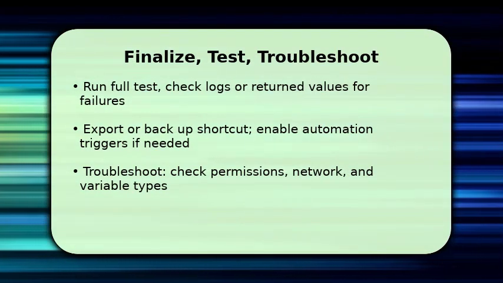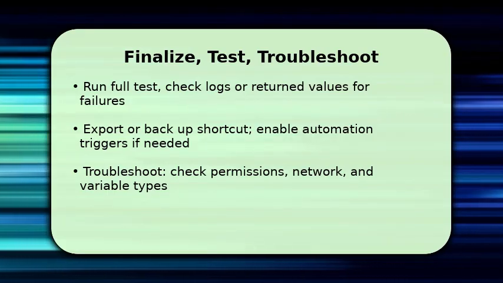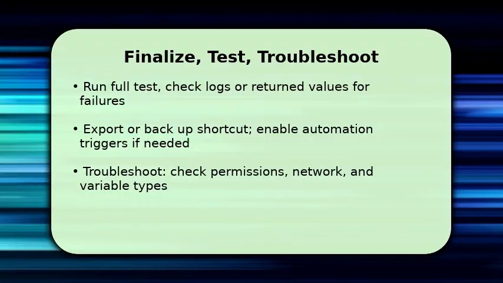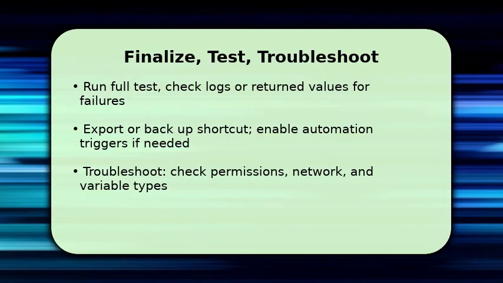Export or backup the shortcut and enable triggers, time, NFC, or app open if you want automation. If something fails, first check permissions and network access, then verify variable types and action order, because most issues stem from mismatched inputs. Make incremental fixes and rerun, once stable. Deploy it in a widget or assign.